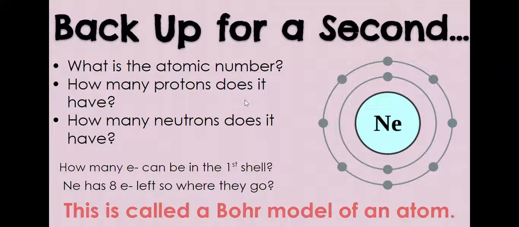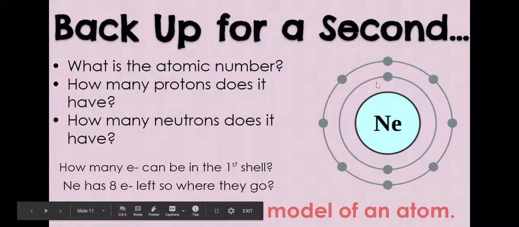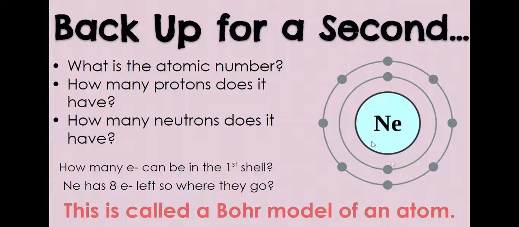So now, quick question referring back to what we just learned about these energy levels, which in this image are represented by circles surrounding the nucleus, which is this guy in the middle with the chemical symbol for neon. How many electrons can the first shell hold? Correct. The answer is 2.